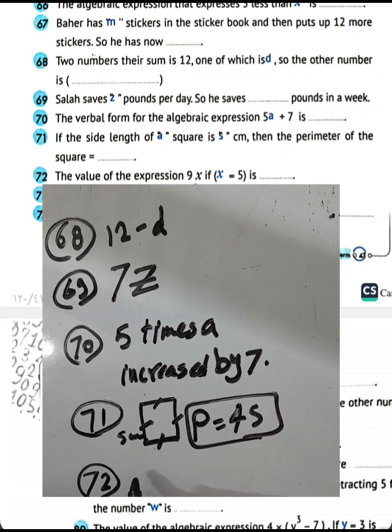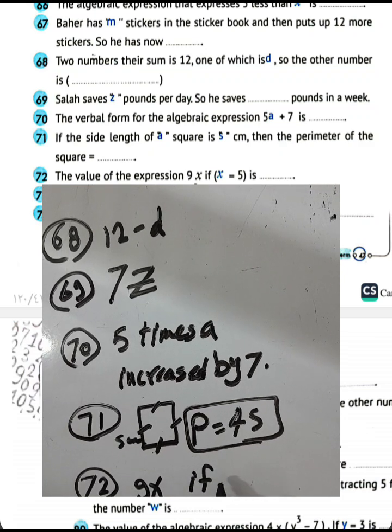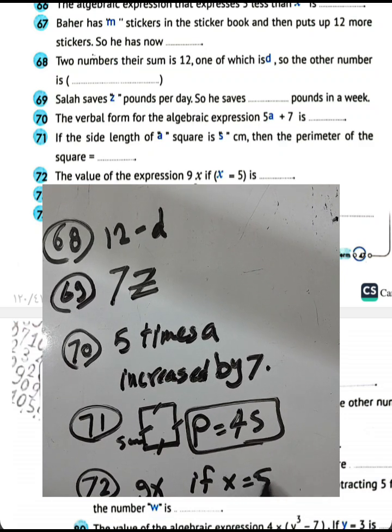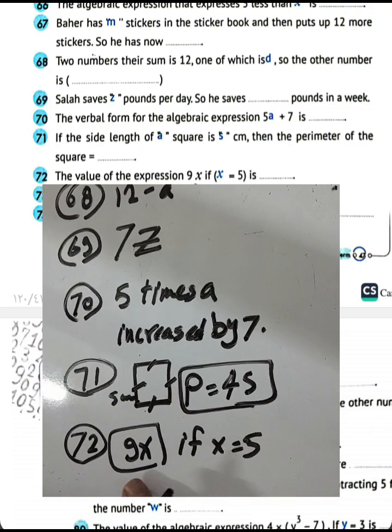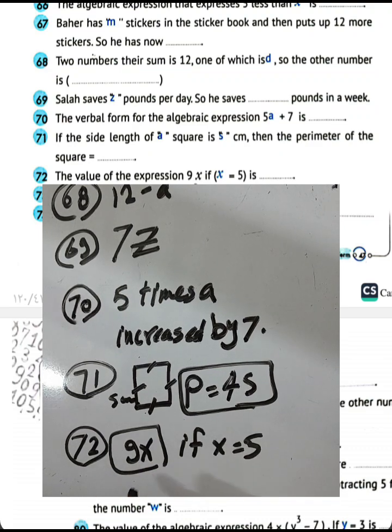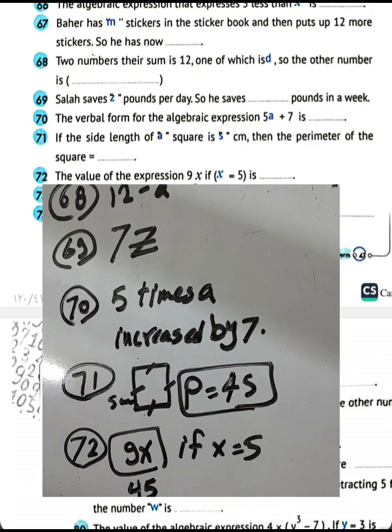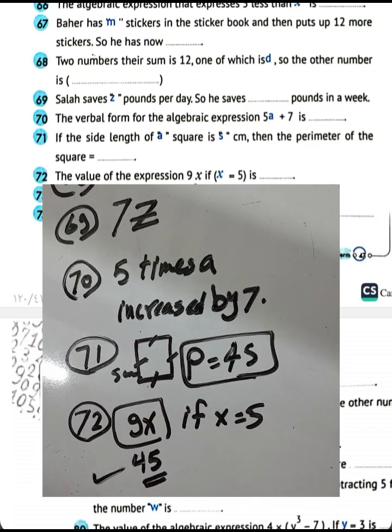Question 72. The value of the expression 9x, if x equals 5. We can find the value of this expression by putting x equal to 5 here. 9x means 9 multiplied by the value of x. 9 times 5 will be 45. The result will be 45. Okay, for 72, the result will be 45.